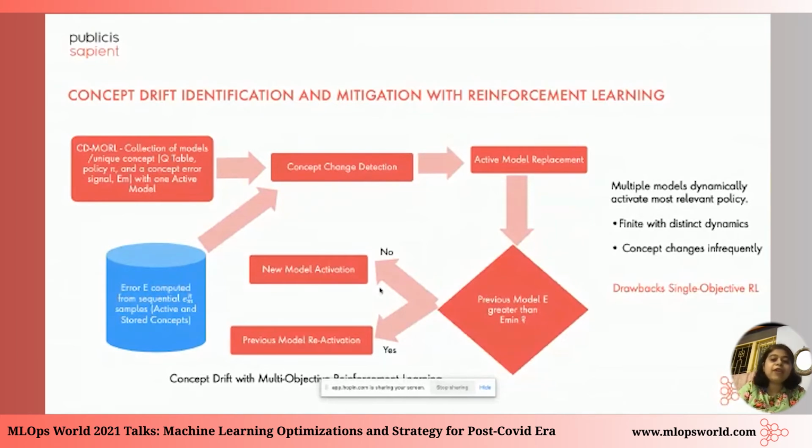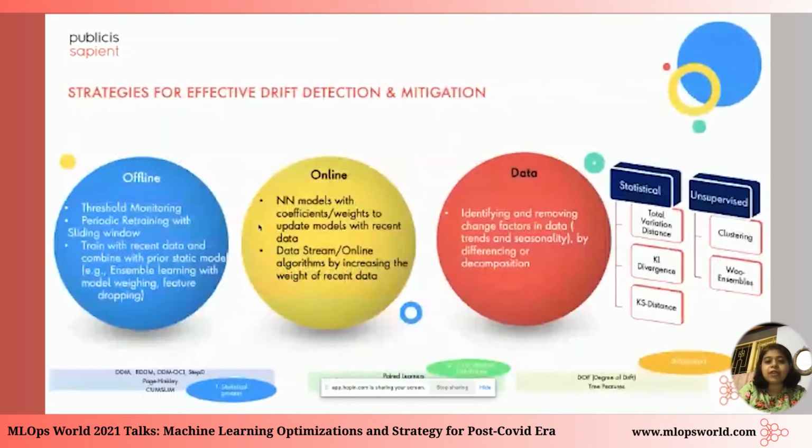If the error value is not greater than the E-mean, we do the new model activation. And this concept of multi-agent reinforcement learning is more dynamic at creating different policies, and it learns from the environment. It is finite with distinct dynamics, and it can detect many changes in concepts dynamically, which is not possible with single agent reinforcement learning. So we can go through in more detail how we can handle this.